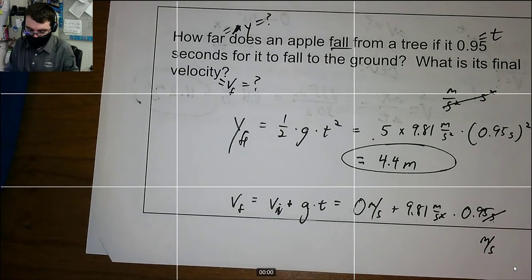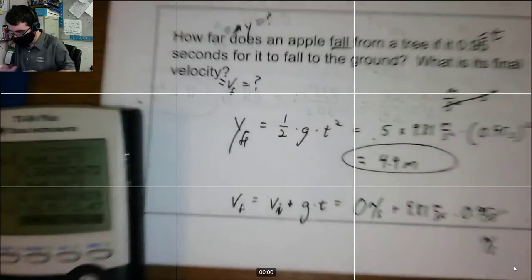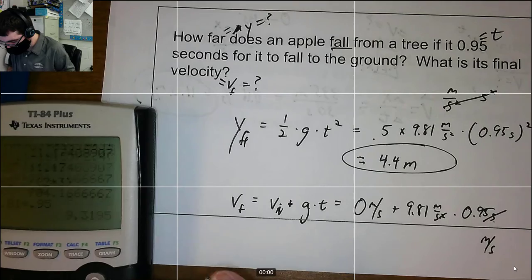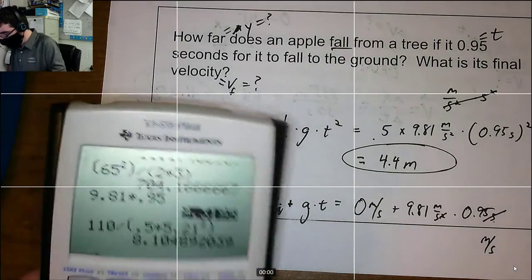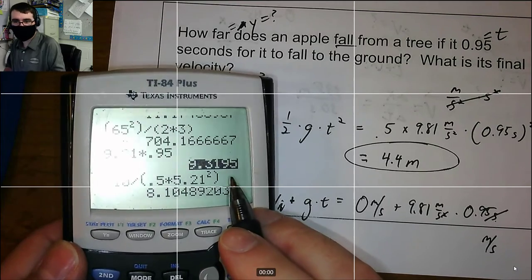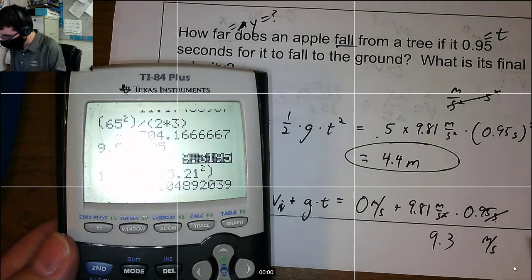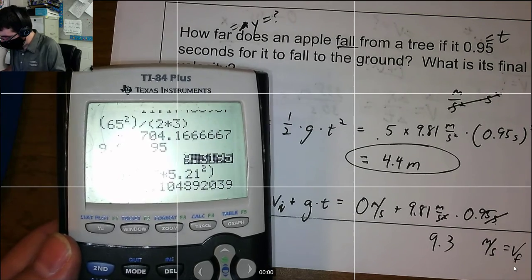And then I got to find where this one is on my calculator. I failed to do it originally. There we go. It is 9.3195. Again, we only want 2 sig figs for my final answer, so I'm going to go 9.3 meters per second is equal to velocity final.